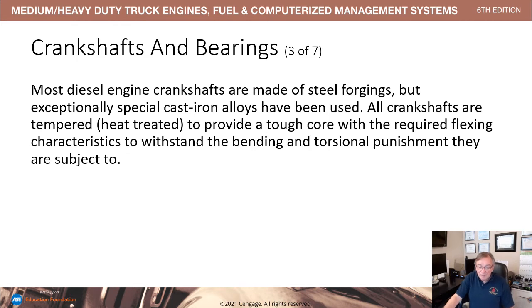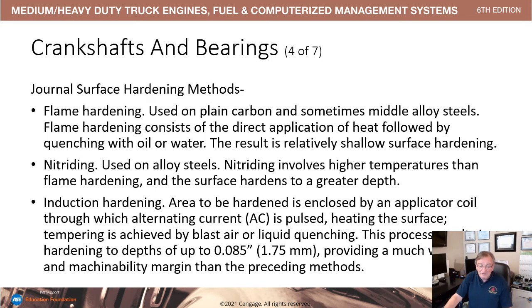Okay, cranks and bearings. The crankshafts are made of forged steel, but special cast iron alloys are also used. Cranks are tempered, heat treated to provide a tough core with enough flexible characteristics to withstand the bending and torsional load that they're subjected to during normal operation. We have flame hardening, nitriding, and induction hardening.